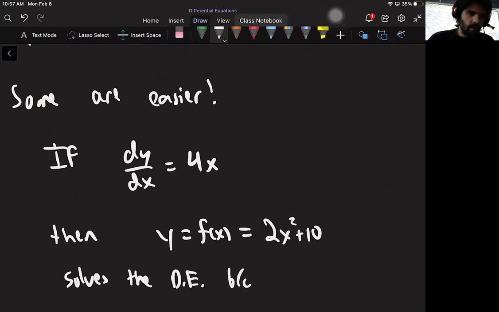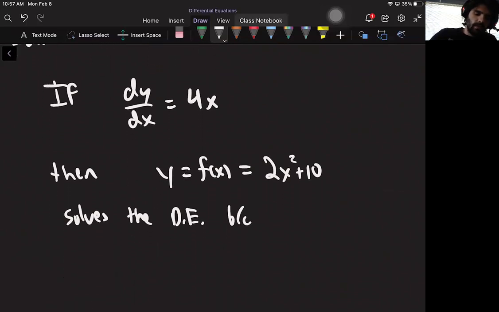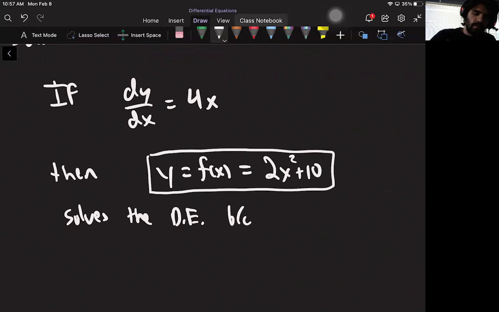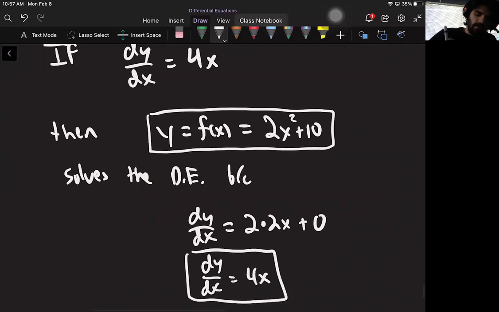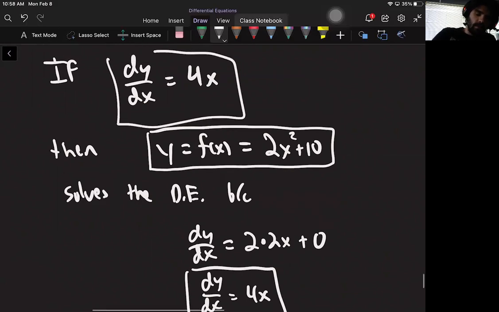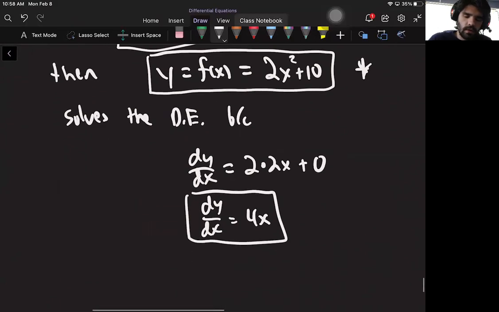because if I find dy dx by using my rules, I will end up with the same thing. So this function solves the differential equation.